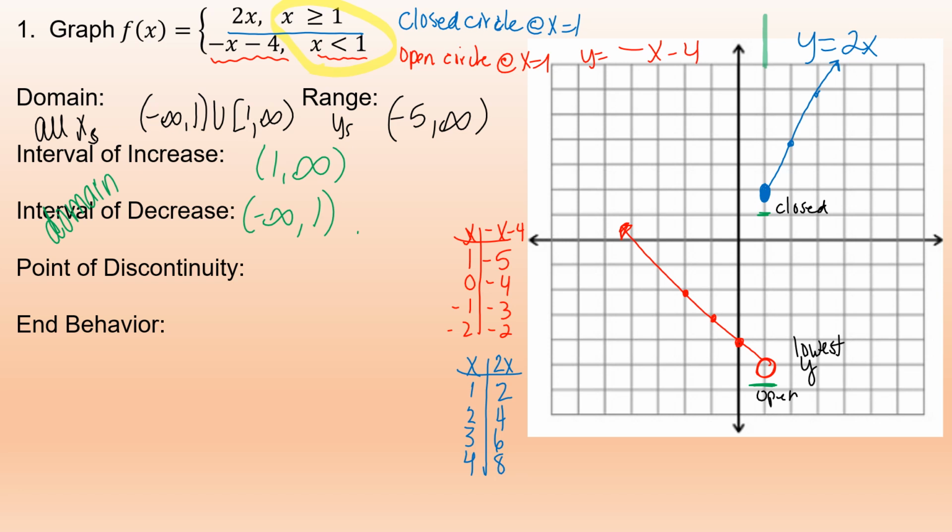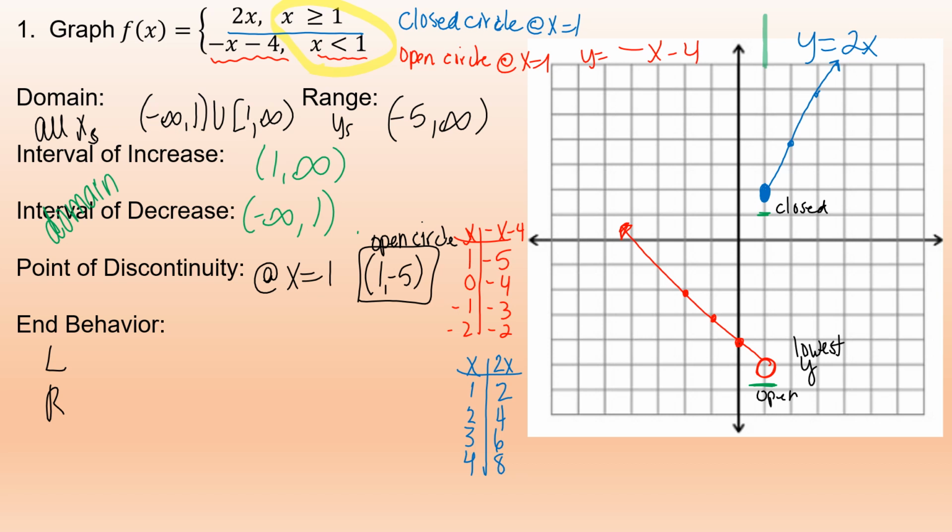Where's our point of discontinuity? Where does that change? Okay, that is definitely occurring at x equaling 1. We saw that from the very beginning. And if you want to look at the point that's discontinuous, it's specifically the point (1, -5). And that's again where we have that open circle in the graph. It's not included.